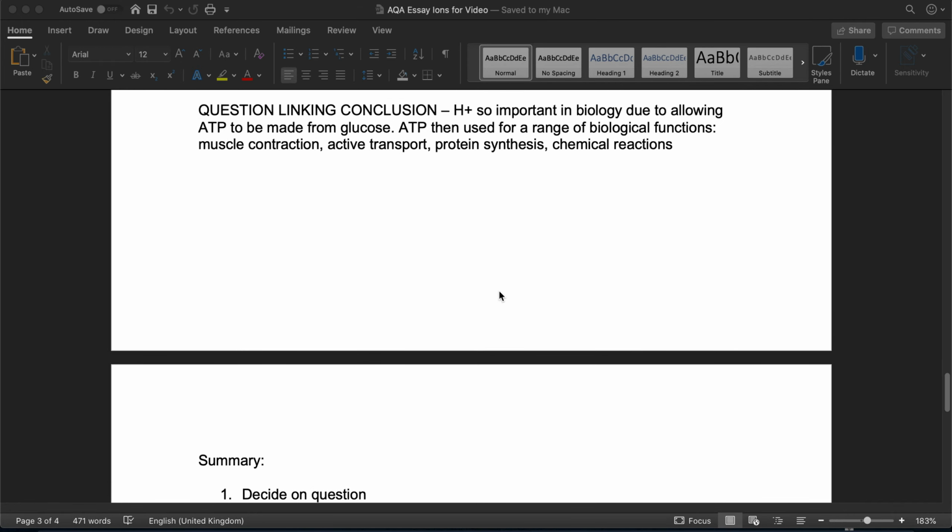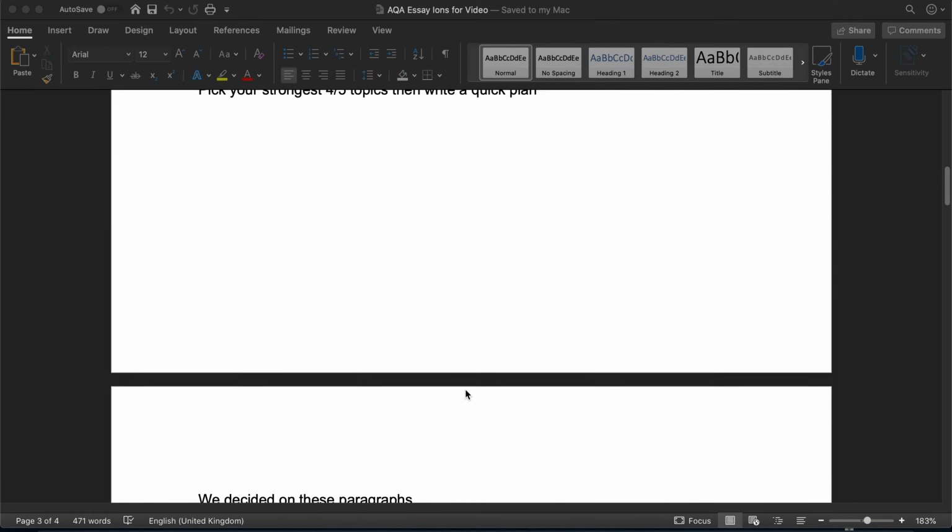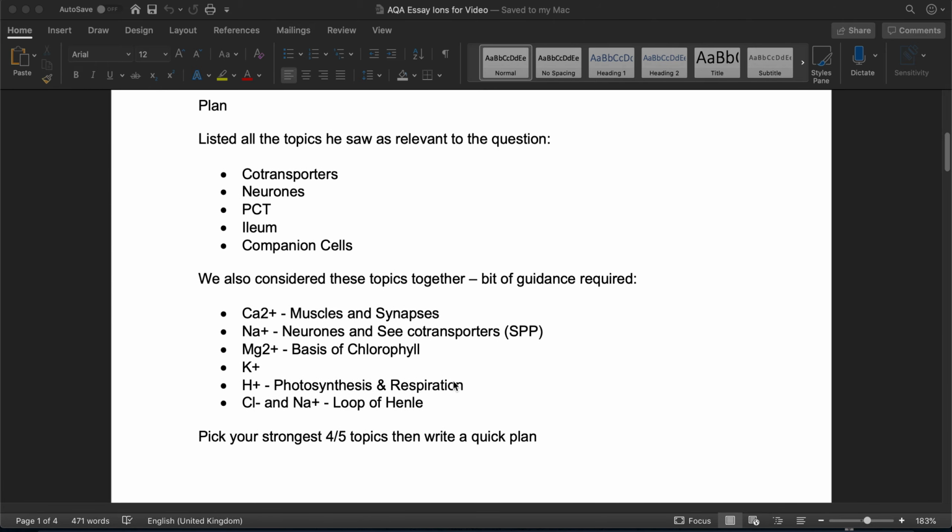First step is obviously going to be, we're going to decide on the question out of the two that we're given. And then what I recommend we should do is write down all the topics that you think are relevant to that question. And that's what we've done here. The student that I did this with, I've basically typed up the paper notes onto a Word document just to make it neater. This is what that student thought was relevant.